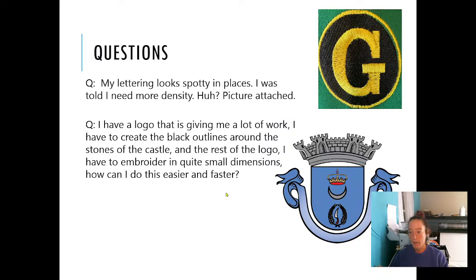All right. I have a logo. It's a lot of work. I've got to create black outlines around all this, and it's a lot of small dimensions. How can I do this easier and faster? To be honest, there's no easy way to do these kinds of designs other than working through them. I mean, on these shadings here, you can do a satin stitch with a light satin that's like a zigzag through there and kind of fake that in.